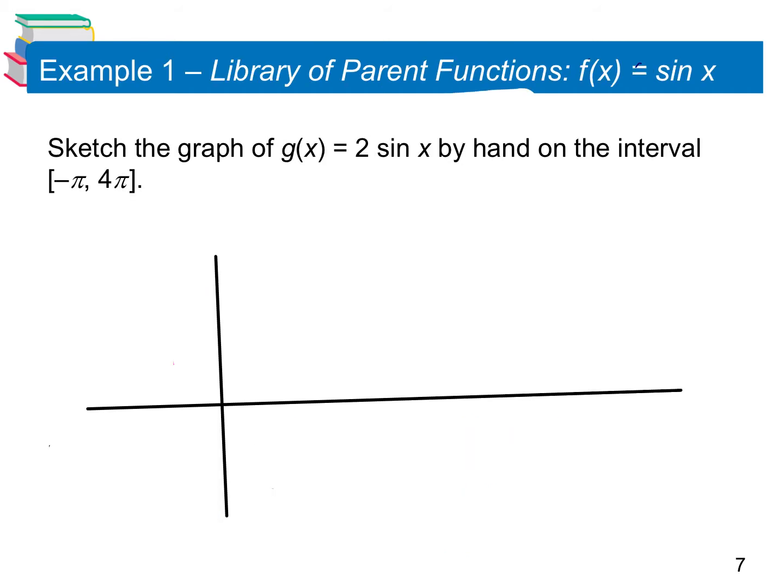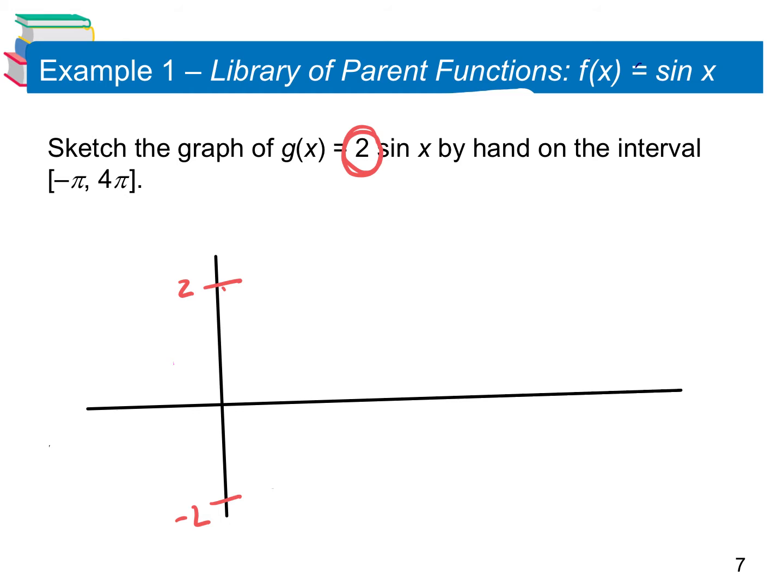So example 1, we have to sketch the graph of g of x is equal to 2 sine x by hand on the interval from -pi to 4pi. So whatever gets multiplied out front, that's our amplitude. So here we go up to 2 and down to -2. It doesn't change much, it just changes the intervals that you go up and down to.